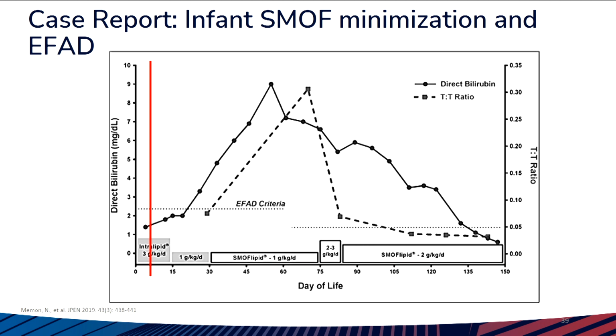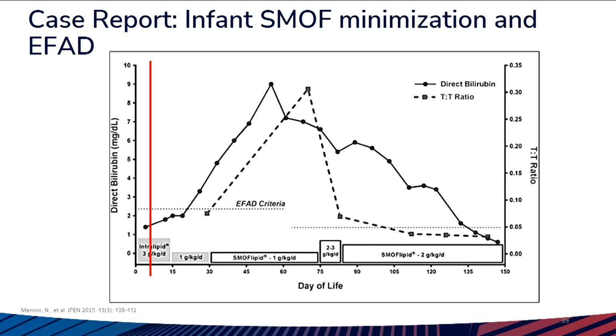But their direct bilirubin continued to increase, so they decided to switch to an alternative ILE, a 4-oil lipid emulsion. But when they switched, they kept the 100% soybean oil dosing of 1 gram per kilo per day, which in pediatrics is way too low of a dose for an alternative lipid like this. So you can see, even when they switched, their direct bilirubins were still rising, and then their TT ratios started to go up. When they noticed that, they increased the dose to appropriate dosing for the patient, which is 2 to 3 grams per kilo per day.